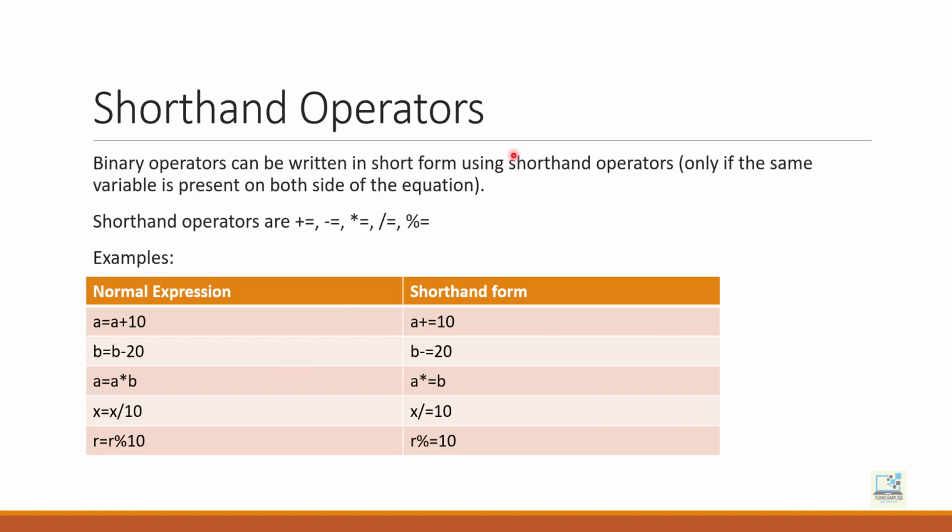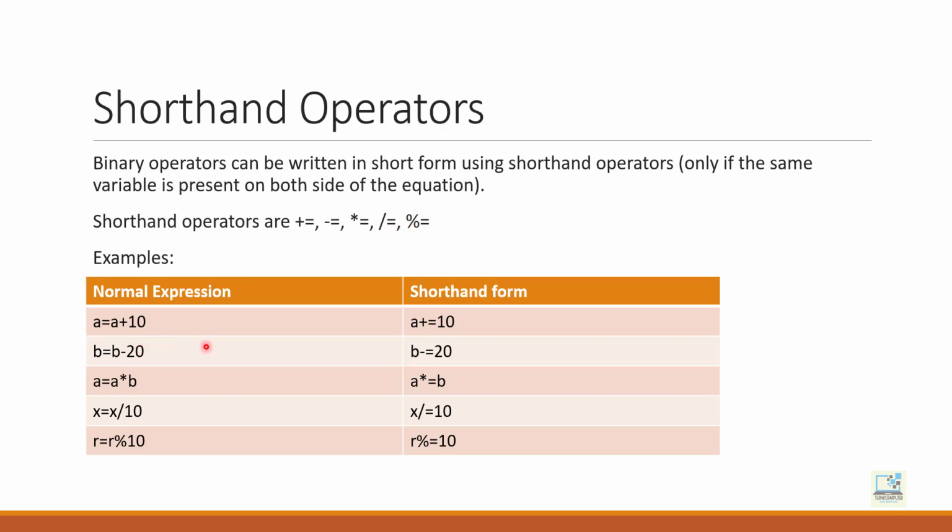Shorthand operators. Binary operators can be written in short form using shorthand operators only if the same variable is present on both sides of the equation. Shorthand operators are plus equal to, minus equal to, asterisk equal to, slash equal to, and percentage equal to.